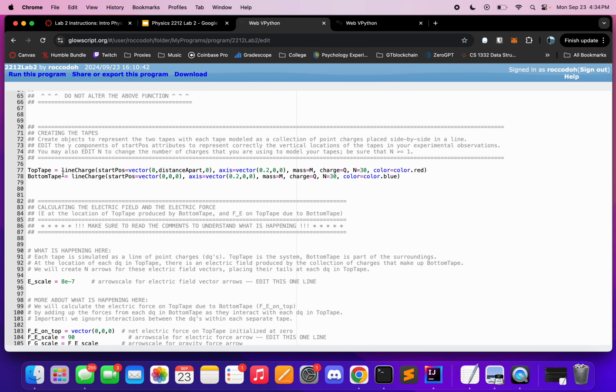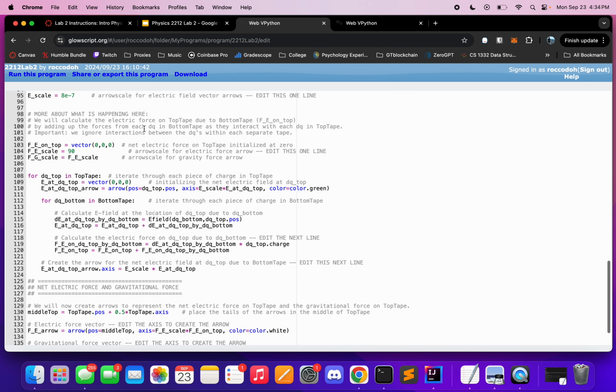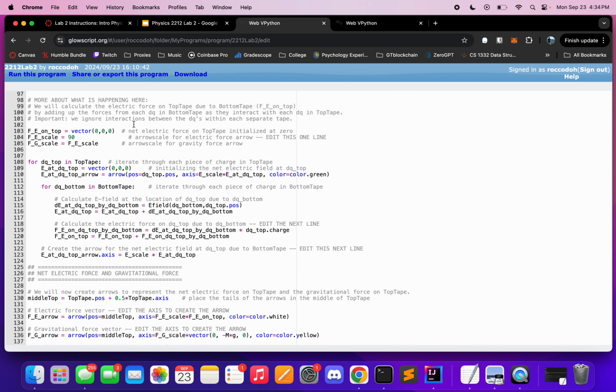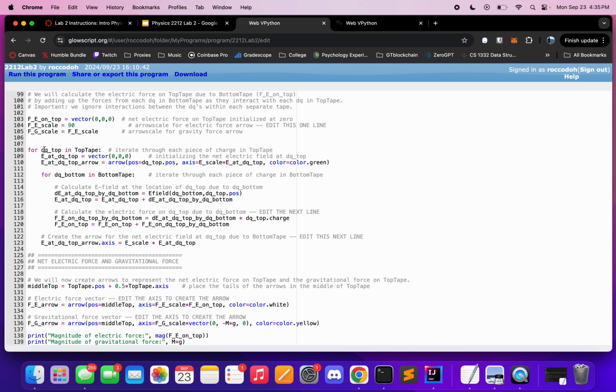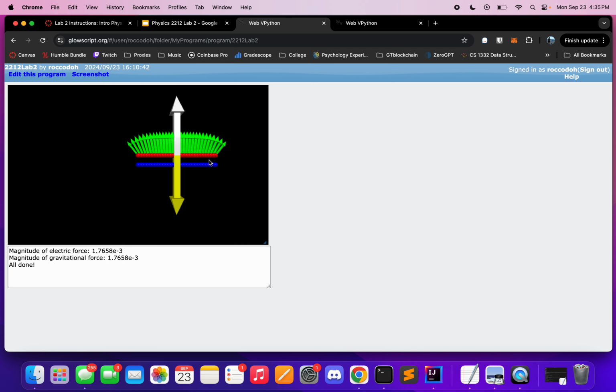And we use this to instantiate our line charges for the top tape and the bottom tape. And as you can see, they have about the same parameters because we assume that they are the same mass and the same charge. And going along, we're calculating force on the top tape. And so we're going from each dq on the bottom tape, the force it applies on each dq on the top tape. And getting that, when we run it, we see that this is our result.